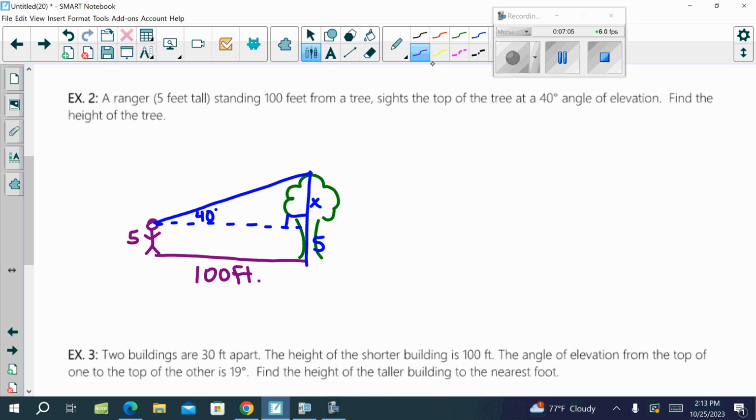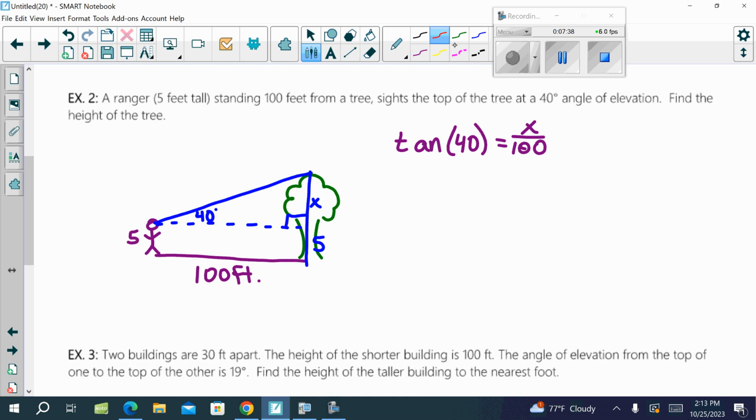So what sides do we have on that right triangle? We have the opposite and the adjacent. Good. So does everybody understand this 100 is also this horizontal? Those are the same. So if you've got opposite of the 40 is X, adjacent 100, what trig ratio is that? Tan. So tan 40 equals opposite over adjacent.